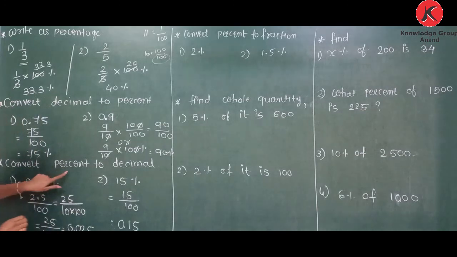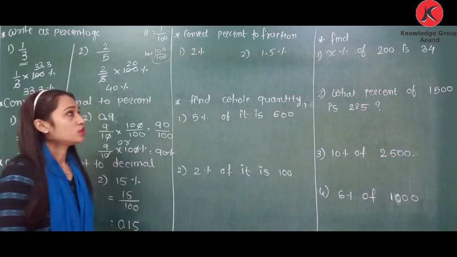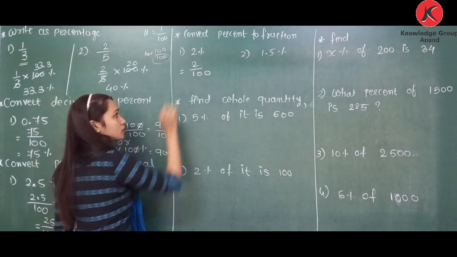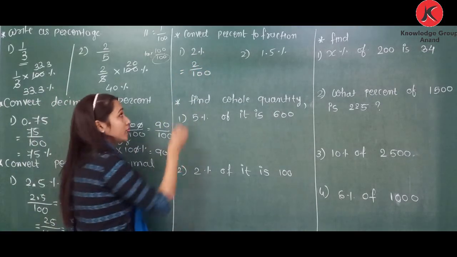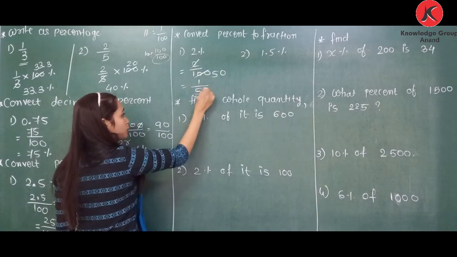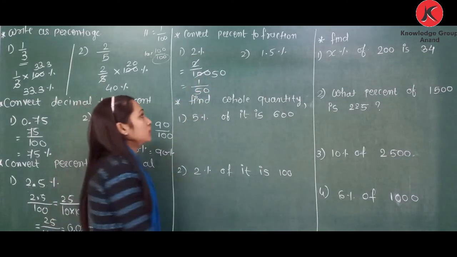Here we convert percent to decimal. Now here we convert percent to fraction. So 2% means 2 by 100. So this is a fraction. You can cut the common factor 2, so we get 1 by 50. So 2% means 1 by 50.